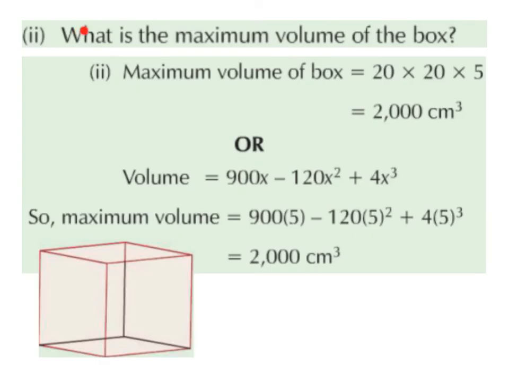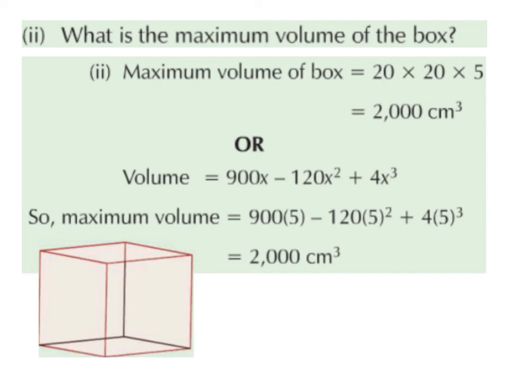So part 2 says, what is the maximum volume of the box? Well, we got our maximum length to be 20, maximum width to be 20, and maximum height to be 5. So the maximum volume of this box would be 20 by 20 by 5, which is length by width by height, which gives us 2,000 centimeters cubed because we're dealing with volume.